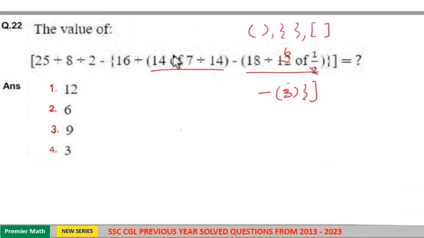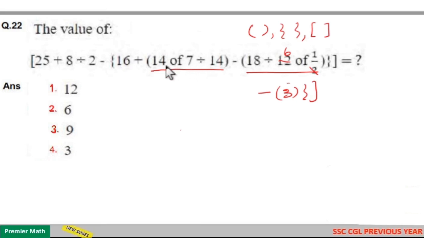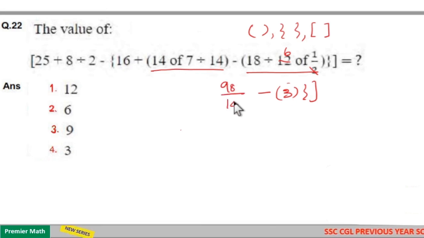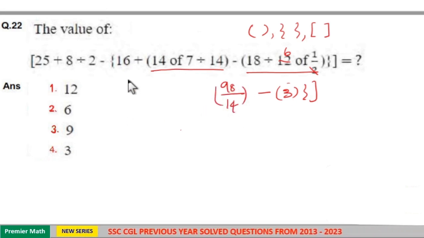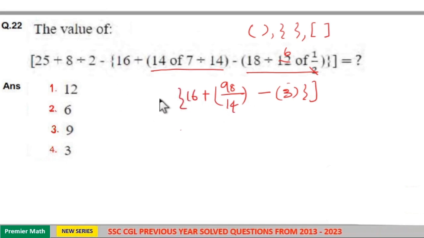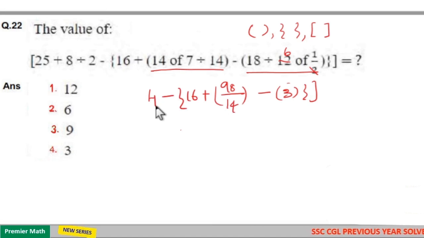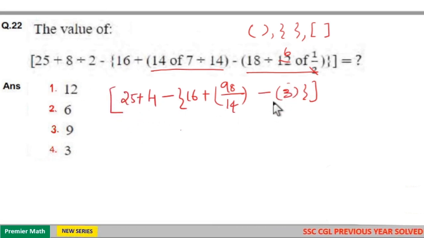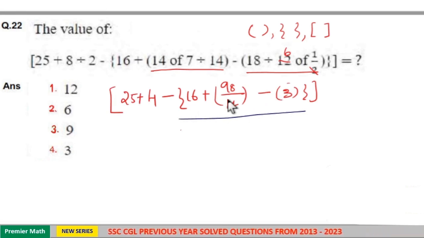Now bracket, then of. So before division you have to do of. So 14 into 7 is 98. So 98 by 14. This bracket is 98 by 14. Remaining plus 16. Here 8 by 2 is equal to 4. Remaining 25. Now you can see we have solved this. Here as per this, you have to solve this bracket. Now here 98 by 14. In this bracket, division first, 98 by 14 is equal to 7.